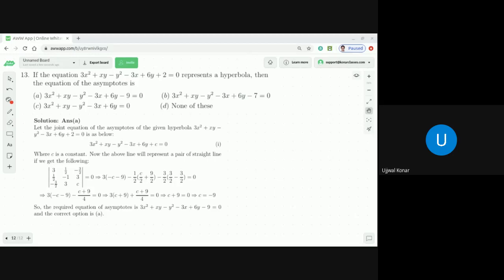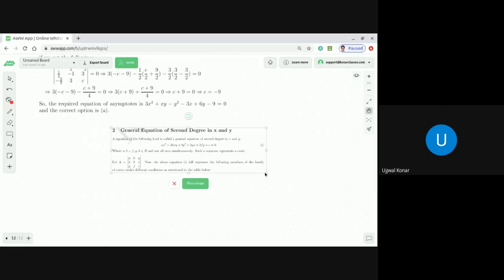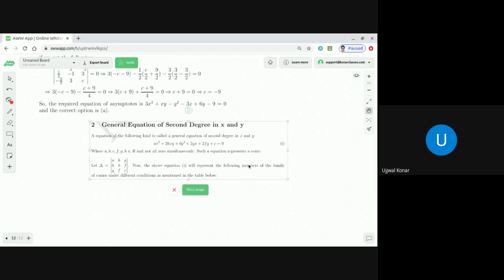this is a very relevant theory part, and I will suggest all of you to go through it. So the main solution depends on this one. What it says is the general equation of second degree in x and y.